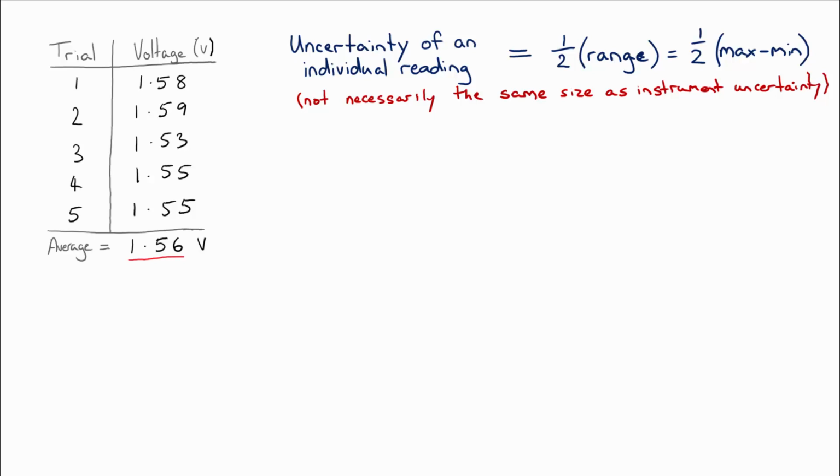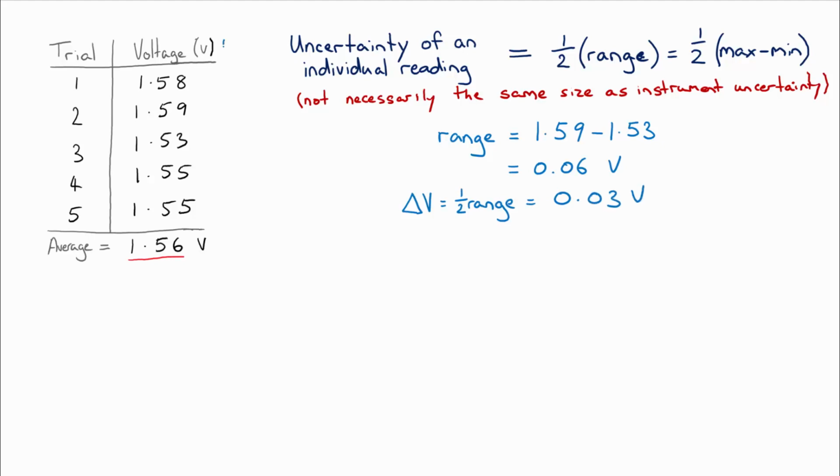value is. So if you go back and look at our data here, the range of the data is the maximum value, which is 1.59, minus the minimum value, which is 1.53, which gives us a range of 0.06 volts. And so our uncertainty on our voltage, which we symbolize with that triangle there, the uncertainty, is half the range, which equals 0.03 volts.